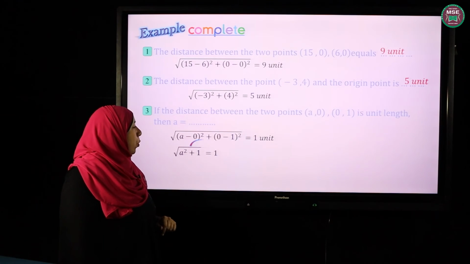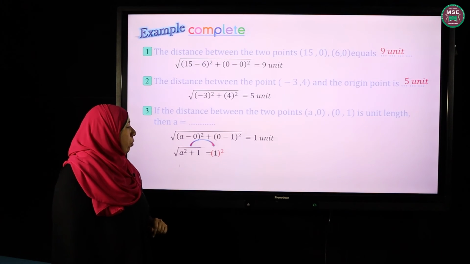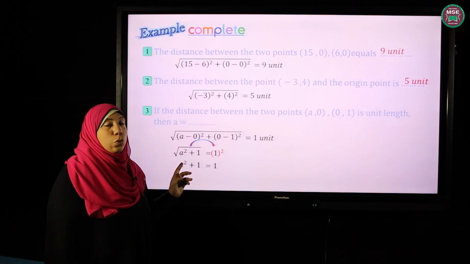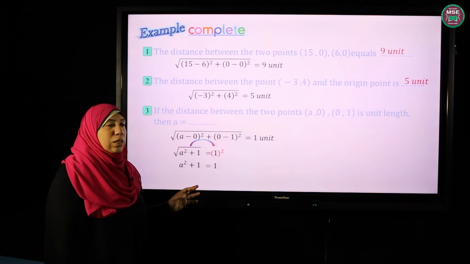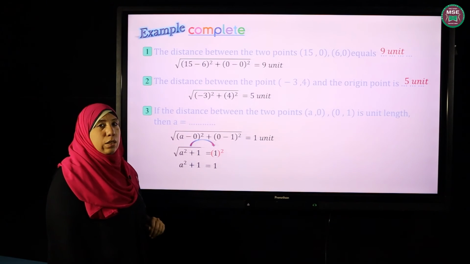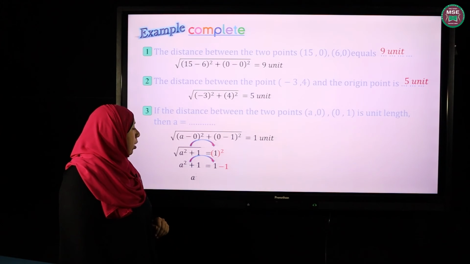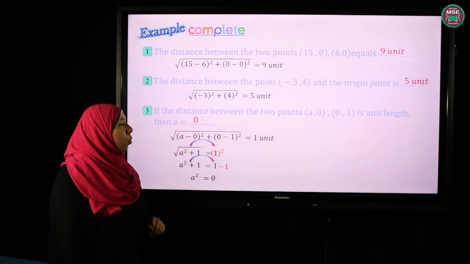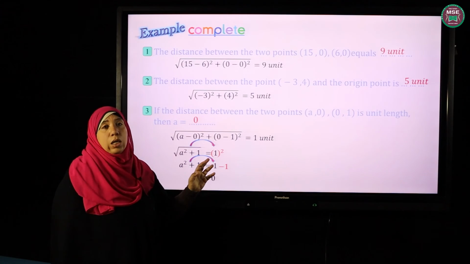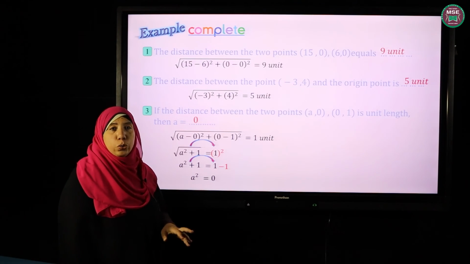I will remove the square root by raising both sides to power 2, so a power 2 plus 1 equals 1. Don't cancel the root with power 2 term by term; you can't make this operation if there is addition or subtraction inside the root. Now, plus 1 will go to the other side as minus 1. A power 2 equals 0, so a equals 0. So to find any missing value in the 2 points, we will make an equation using the same rule.